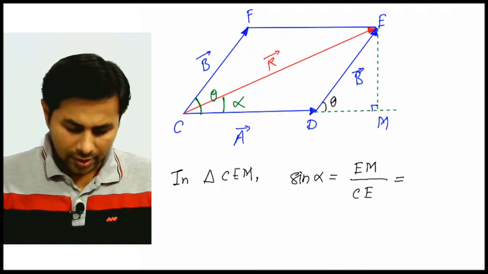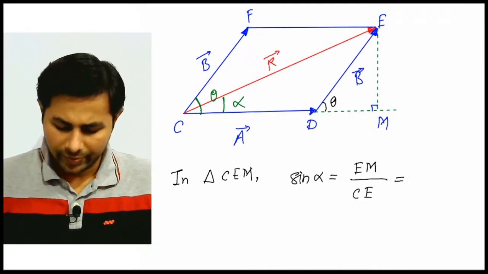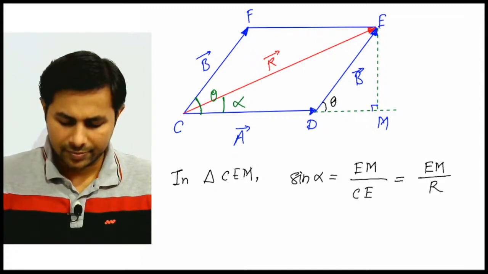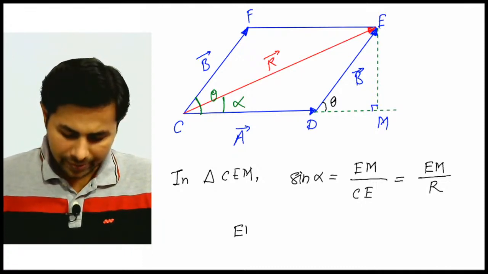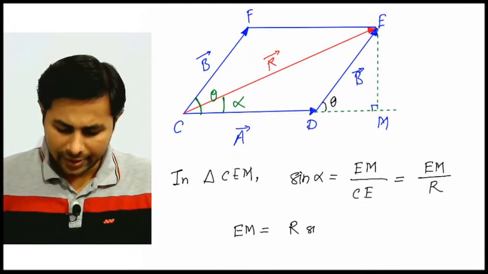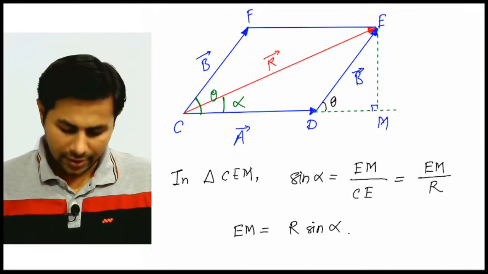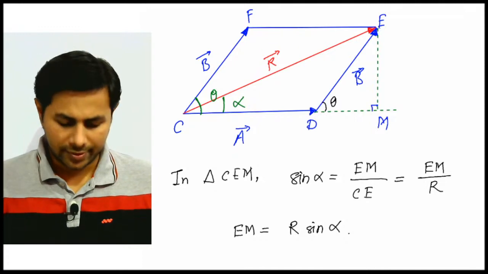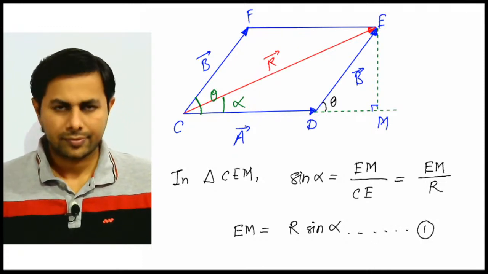The length of side CE is equal to R. So sine of alpha is EM divided by R, and therefore EM is equal to R multiplied by sine of alpha. Suppose this is my equation number 1.